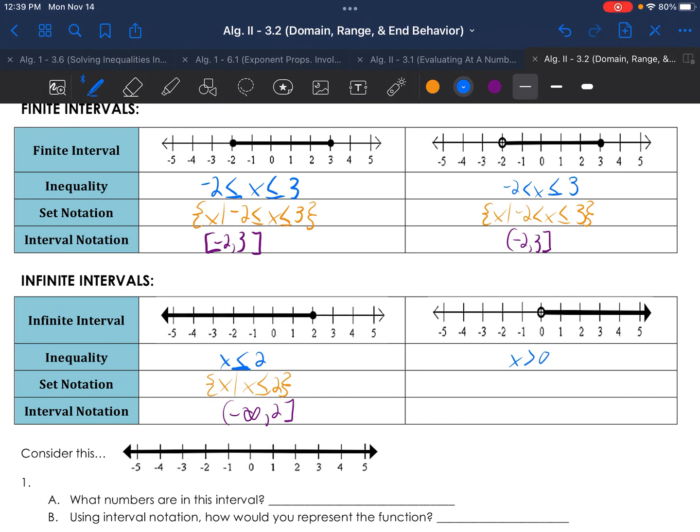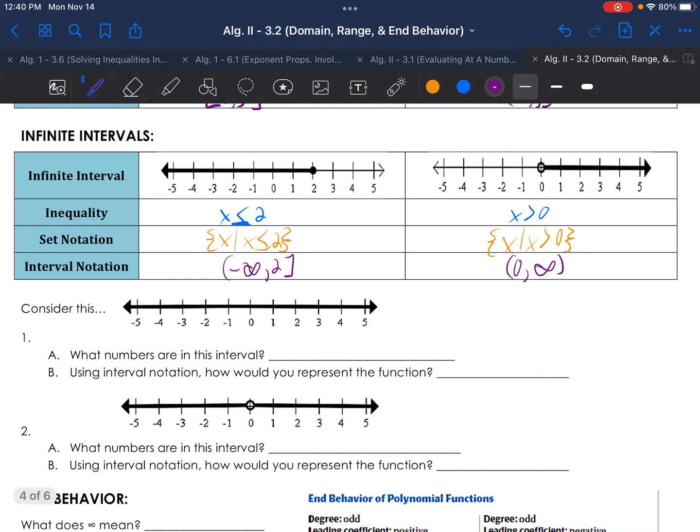It is x is greater than 0, but not or equal to it because it is an open circle. The set notation would just be x such that x is greater than 0. And the interval would be 0, comma, infinity. You could put positive infinity if you want. Both are parentheses because neither are actually included because you can't get to infinity because it's a concept, not a number. And 0 is an open circle, so it's not part of it.